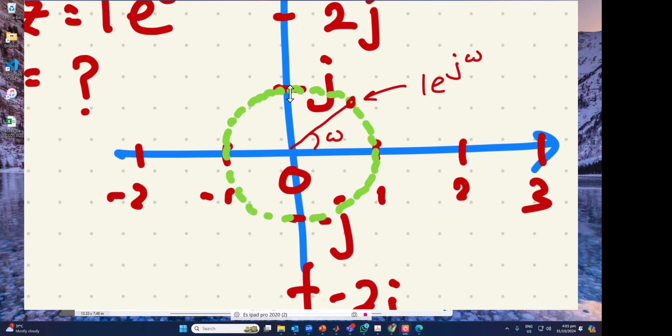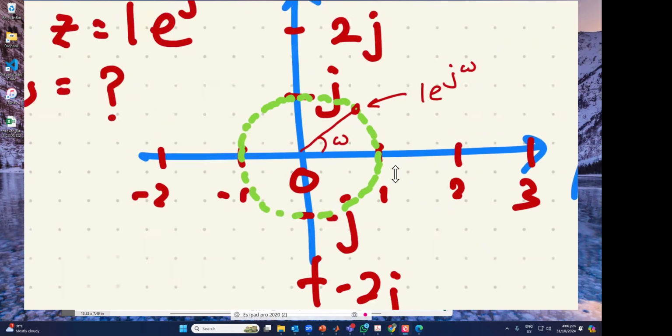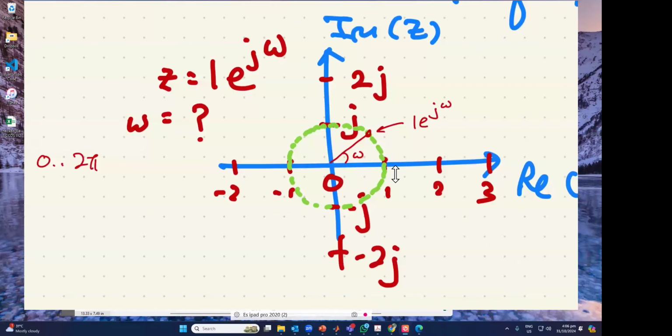And if I reach 90 degrees, I'm pointing upwards. And if I reach 180 degrees, pi, I reach here. If I reach 1.5 pi, I reach here. If I reach 2 pi, I point back at 0 angle. So it is only 0 to 2 pi. Therefore, my omega is from 0 to 2 pi.